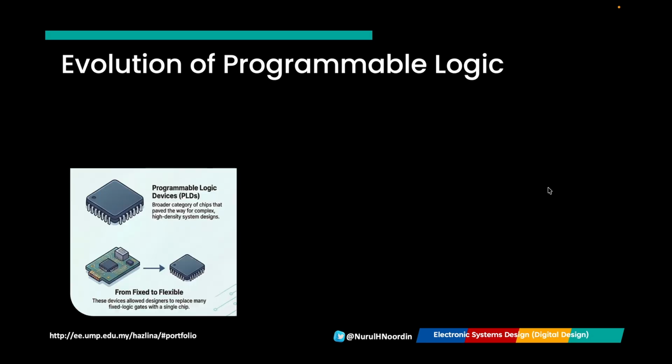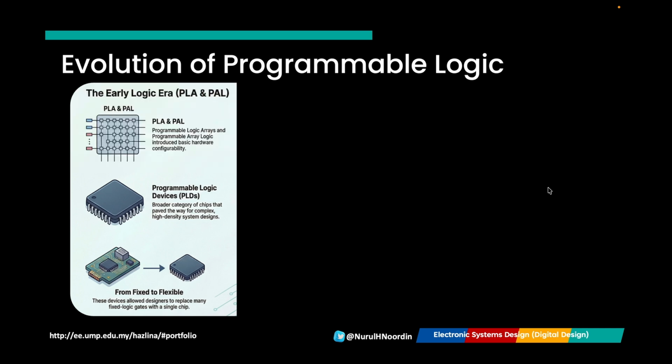PLD, PLA, and PAL are designed to implement digital logic, but they do it in different ways. PLD stands for Programmable Logic Device. This is a broad umbrella term for the early programmable chips. PLA, Programmable Logic Array. This device consisted of an array of physical AND gates connected to an array of physical OR gates. In a PLA, the interconnections to both the AND gates and the OR gates were programmable, allowing users to build custom combinatorial logic functions.